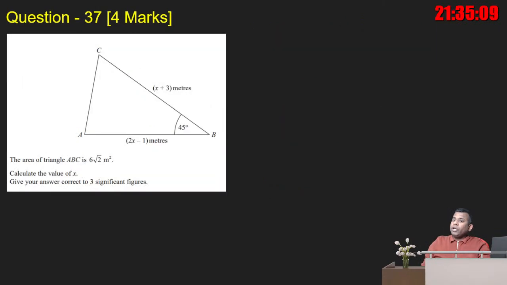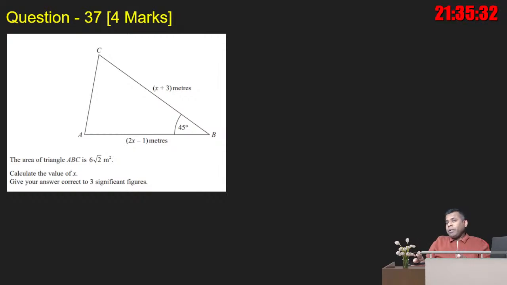Now we are moving on to question number 37, right? Look at the marks, it is a 4 marker. Read the question carefully. A triangle is given, an angle is given, and 2 sides are given. The area of the triangle ABC is 6 root 2. Calculate the value of x and give your answer to 3 significant figures, right?